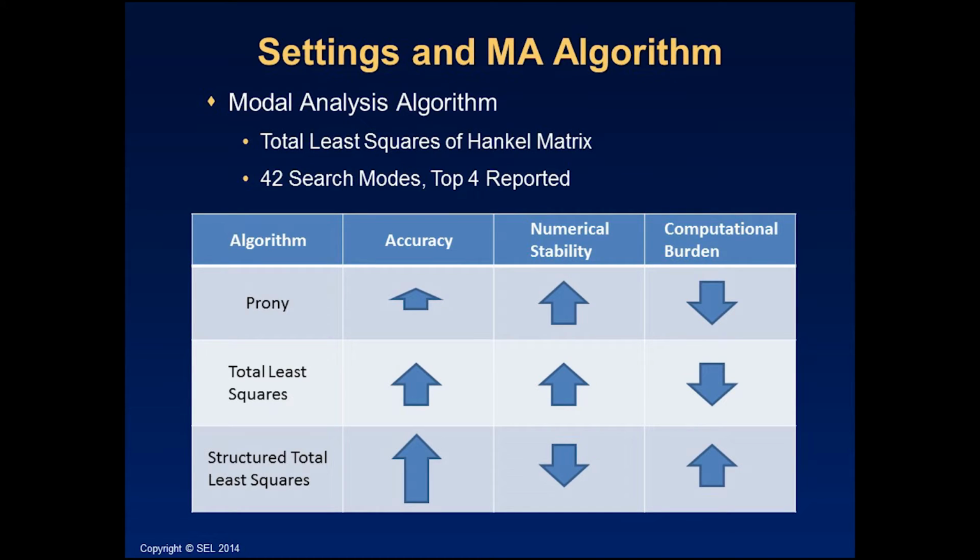Total least squares analysis of the Hankel matrix was employed using 42 search modes, of which the top 4 are reported. TLS was chosen because it provides better differentiation of event data from ambient than Prony and is less computationally intense than structured total least squares. This is a result of its better characterization of damping in ambient data.